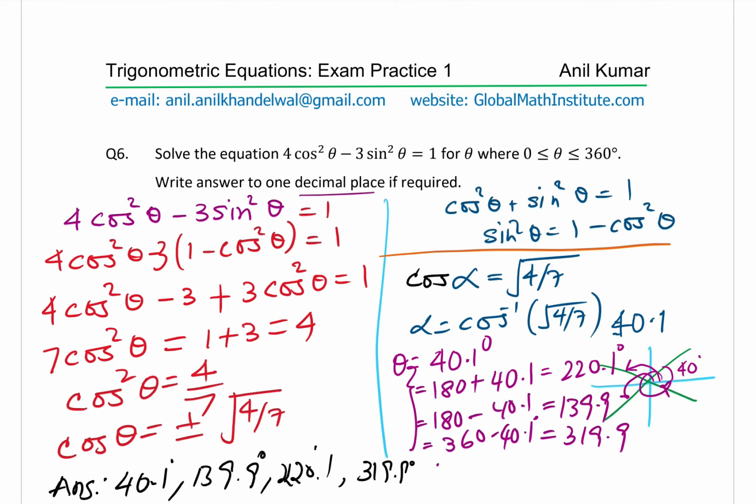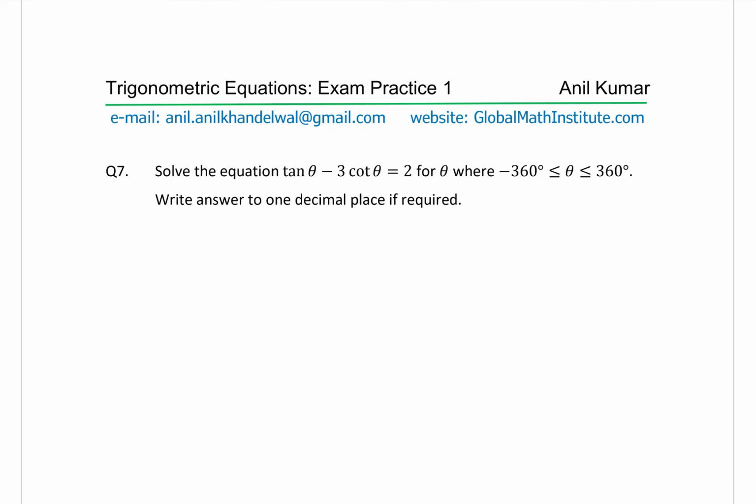Now, here is the last question for us, which is solve the equation tan theta minus 3 cotangent theta equals to 2 for theta between minus 360 to 360. So see, the domain has been changed a bit. So we get more number of solutions. The question is tan theta minus 3 cot theta equals to 2. How do we solve it?